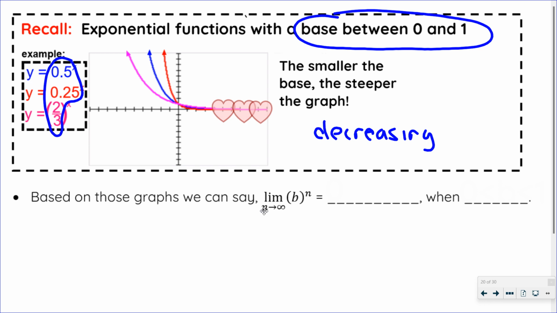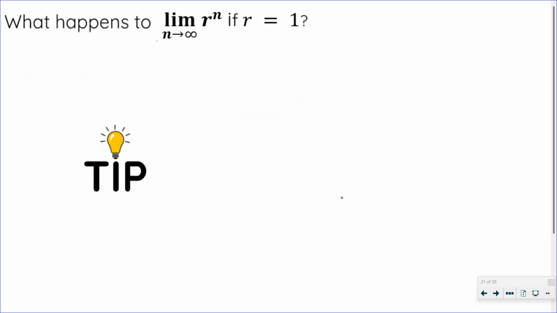And in fact, we can say the limit as n approaches infinity of b to the n, when the base is in between 0 and 1, has a value of 0. Now we've talked about bases greater than 1 and less than 1. What happens when the base is actually equal to 1? For example, the limit as n approaches infinity of r to the n, where r is 1.